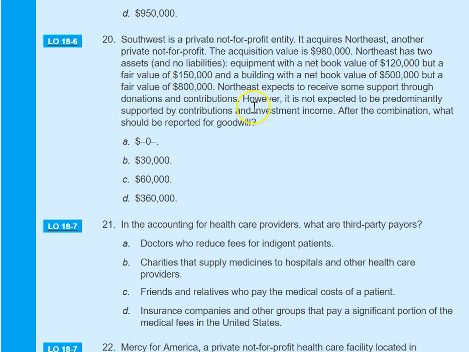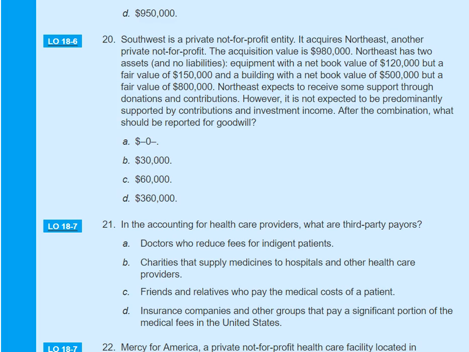So total fair value is 950 and the acquisition value is 980. That means Southwest is giving an extra $30,000 that would be recorded as goodwill. So remember the condition: you can record goodwill in case of an acquisition only if your acquired company has some certain source of future earnings. If it is supported mostly by contributions or investment income, then you cannot record goodwill. Rather, you will show the excess amount as a reduction in unrestricted net assets.